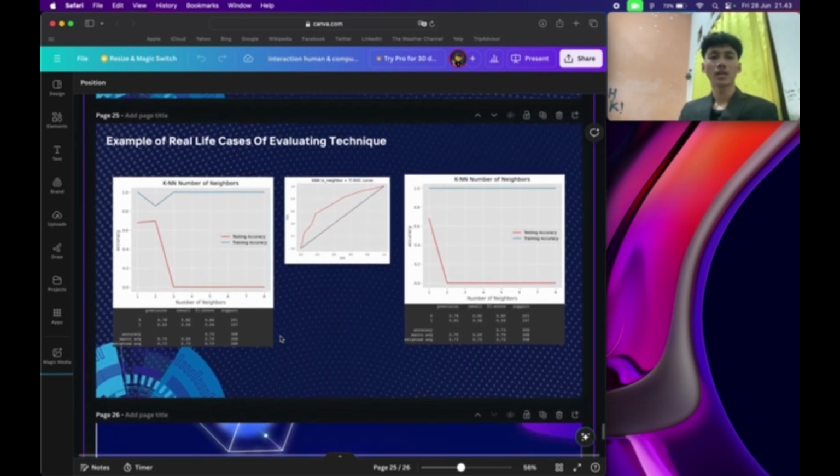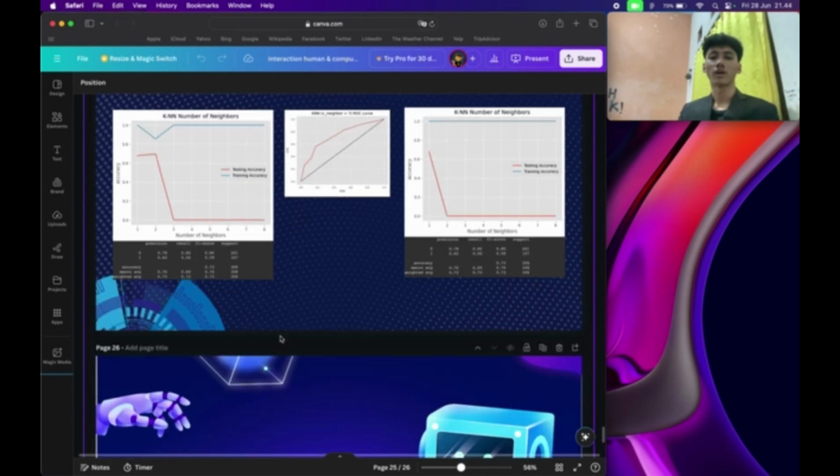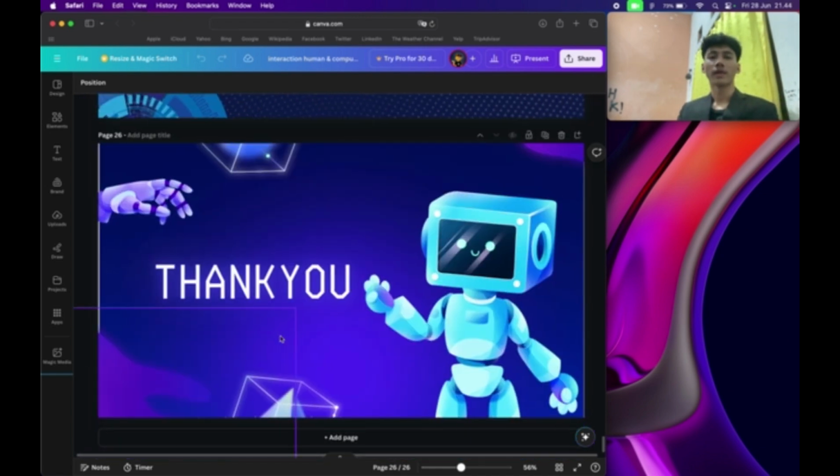Maybe I think this is a real-life case of evaluating technique. Evaluating technique can be applied in data analytics. What is the purpose of data analytics? To find a problem based on raw data, and once we find a problem, we predict the solution based on the problem. Okay, thank you.